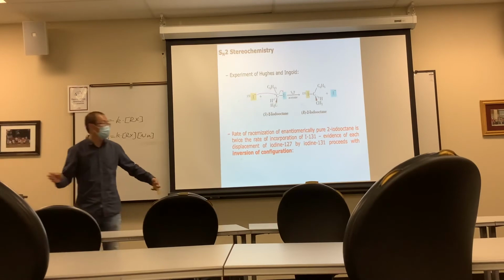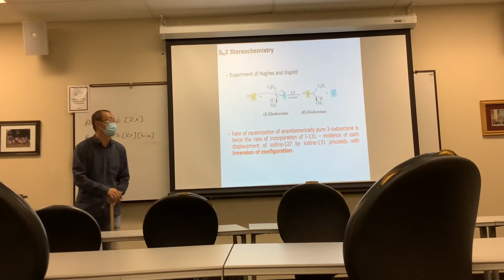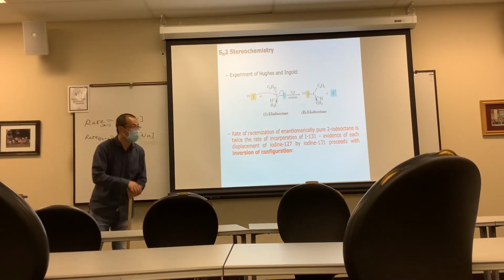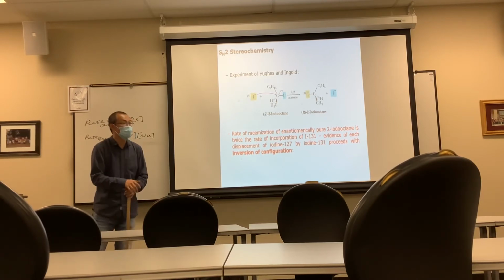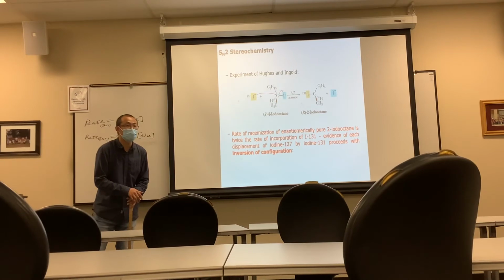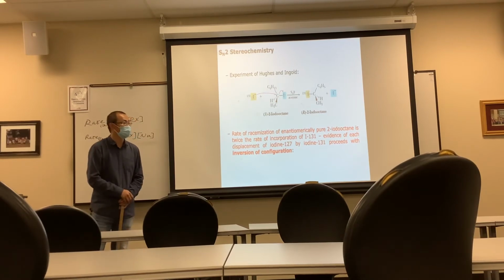So, how do we summarize? What's the stereochemistry for SN2? Attack from the backside of the leaving group. And what is the stereochemical outcome? Inversion. Does it make sense, guys?